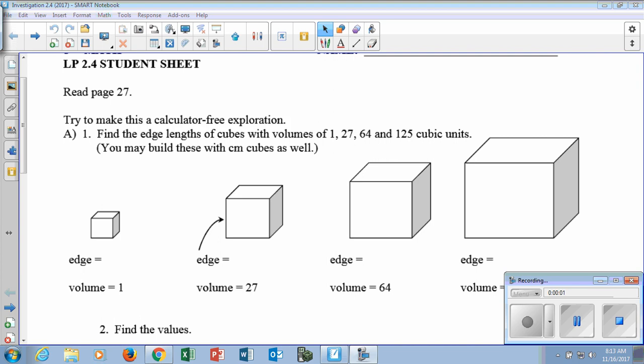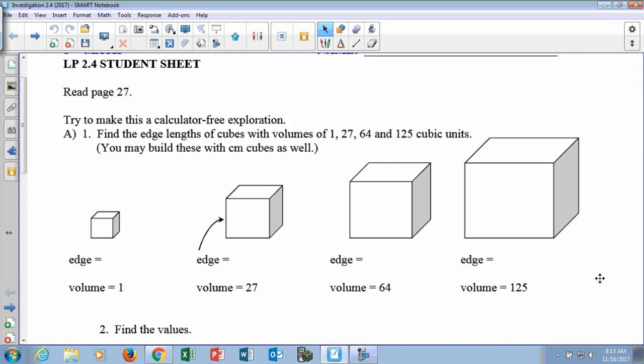Today we get into the cubic roots. Okay, so with square roots, the most commonly used problems that we use for square roots were area, right? Well, cubic roots, the most commonly used thing that we use them for is measuring volume. Volume is three-dimensional, right? Where area is two-dimensional.